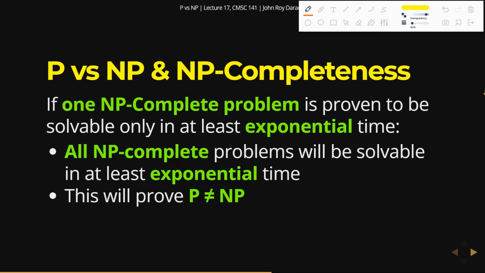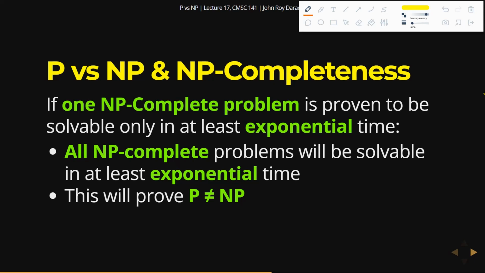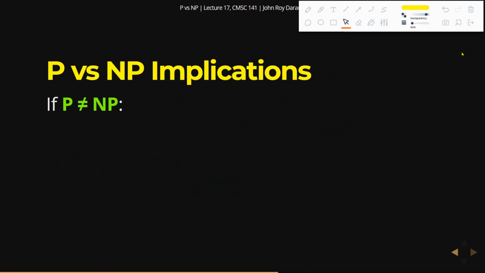Okay, so that is how important NP complete problems are, because they will decide whether P is equal to NP or not. Okay, because just proving one of them to have a polynomial time algorithm or running in at least exponential time will solve everything. Okay, now why are we interested in the P versus NP problem?